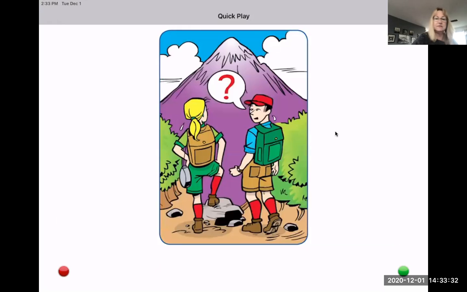All right, next one. Okay, looks like they're hiking together and they see a big mountain. What is he asking? Maybe should, would, do. Okay, maybe he's saying, should we try to climb that? Would you like to climb that? Do you think we'll be able to climb that? Okay, something like that.